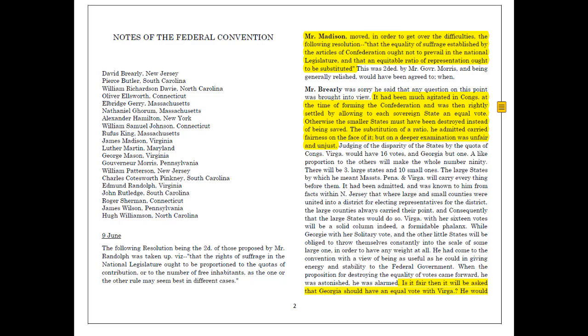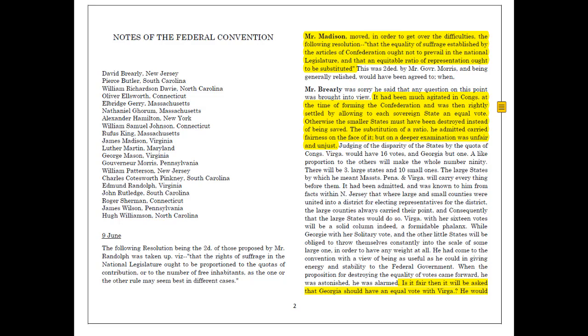So we see that Brearley is really keying in on that phrase, an equitable ratio of representation, in Madison's proposal. That is, what is an equitable? A fair or a just ratio of representation, which infers or strongly implies that the current equality of suffrage is not equitable. So that's got Brearley's hackles up, and he wants to focus on whether the one state, one vote policy is fair or just.